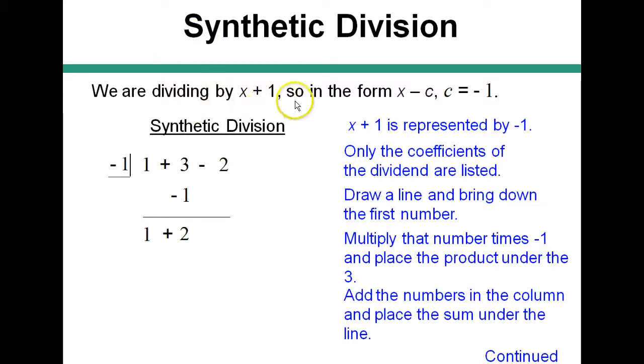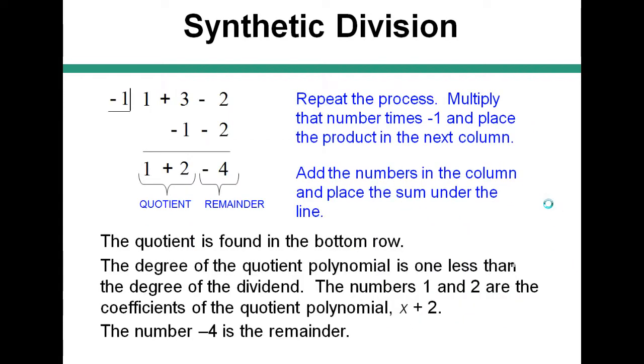So they're asking us to divide something, and we're going to divide by x plus 1. So our C term here is a plus 1, but because of the form that we have to use, it's the opposite of a plus 1. So what is the opposite of a plus 1? A negative 1. And that's where we get this from. I'm going to show you the process in the next slide.